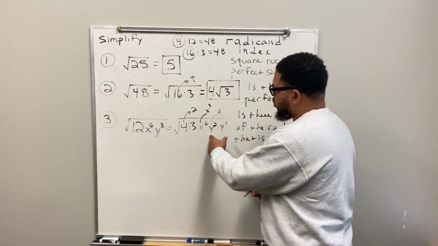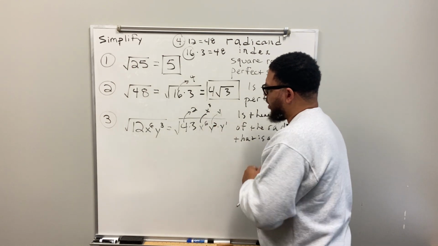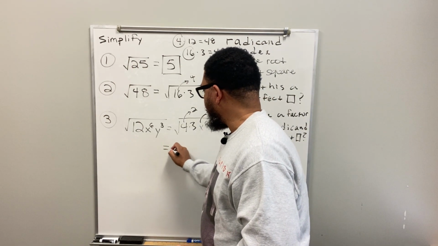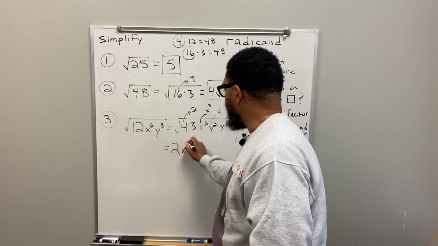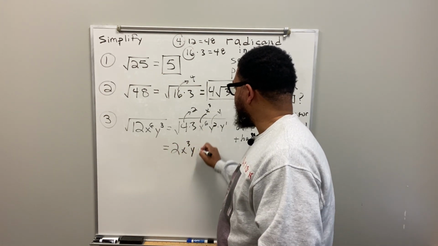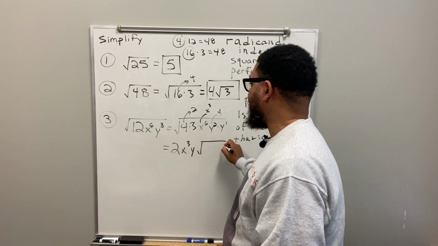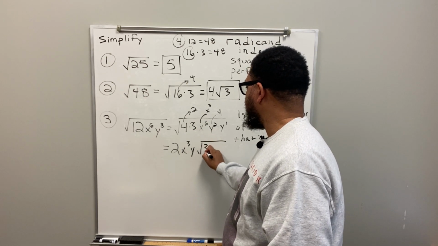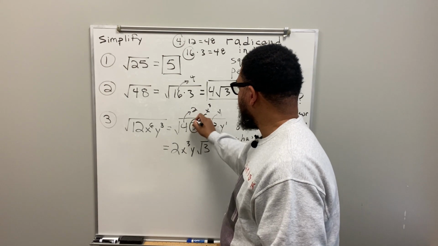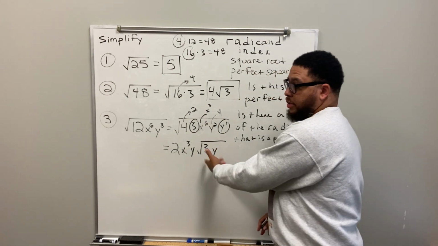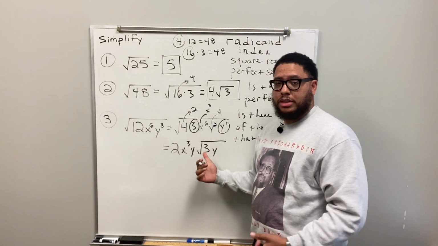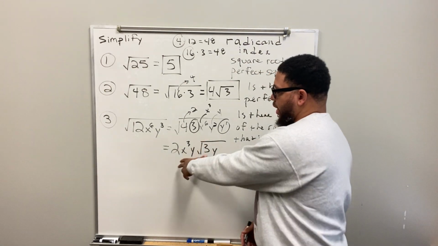All right, so the y squared comes out and turns into a y. Now, I'm going to just clean this up and write the final answer. There's a 2 outside. There's an x to the 3rd outside. There's a y outside. Now, there's still a couple things inside the house. This 3 is still in the house, and this y is still in the house. So 3 had to stay, and y had to stay. They got to keep each other company inside the house because they can't come out because they're not perfect. All right, but this right here is the final answer.